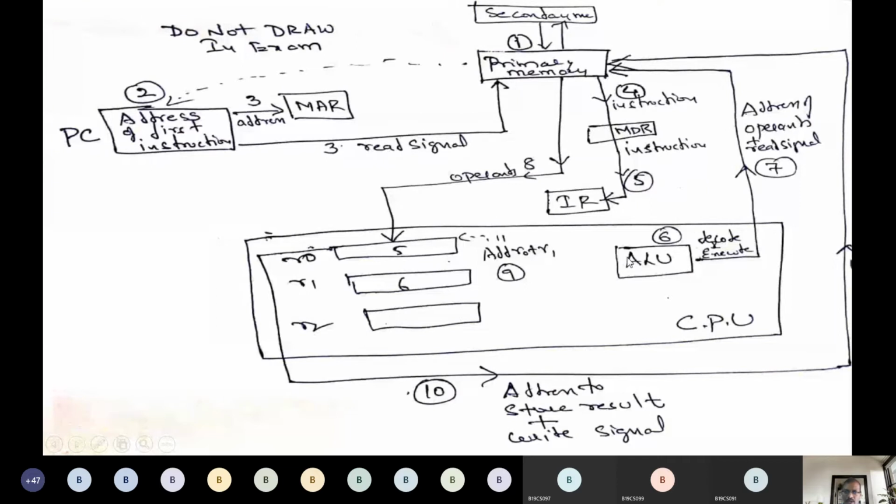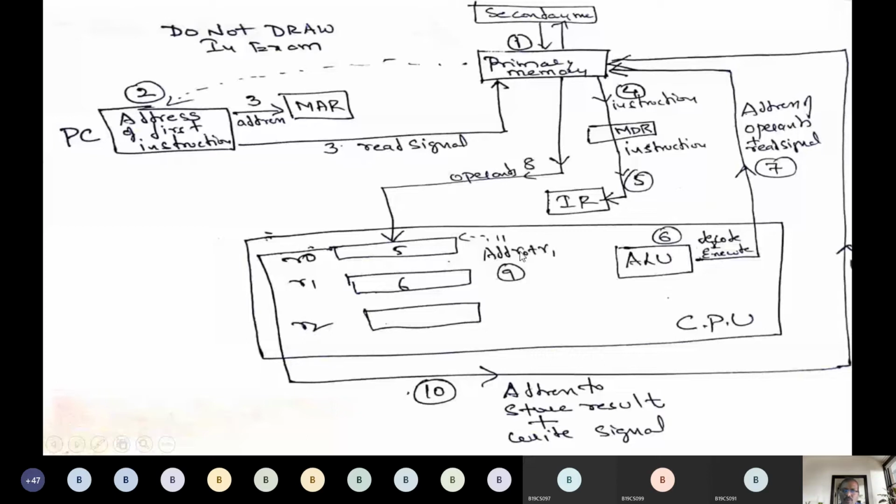The ALU will do the arithmetic operations. The ALU will fetch the 5 from the R0 register, which is a general purpose register. R1 is another register. So the ALU fetches 6 from R1, adds these two, 5 plus 6, and stores the result, maybe because R0 plus R1 is the instruction. So R0 and R1 are added and the result is stored in R0. So 5 plus 6, 11, is stored here in R0.